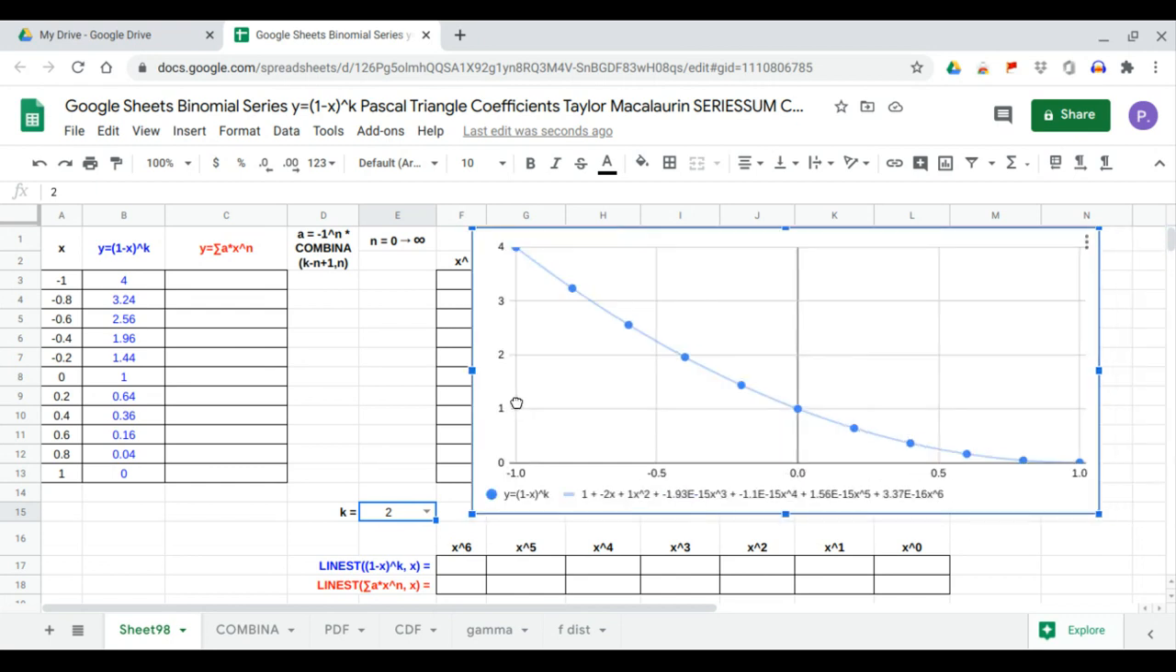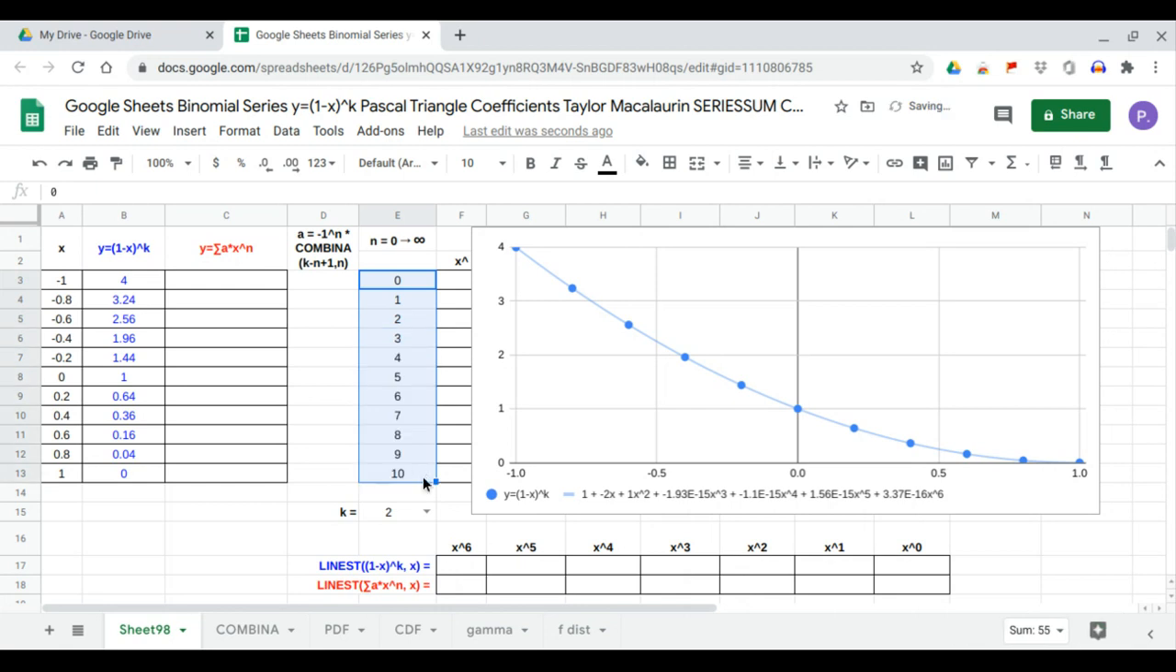Next, we generate the Taylor-Maclaurin series sum, where y is also the summation of a times x to the power n, where the value of n is from 0 to infinity. In this case, we can only reach 10, which is still good enough. So we enter the y using series sum. Array formula, series sum of the x values raised to the power n, where n is from 0 to infinity. So starting with 0, incremented by 1. And the coefficient will be this range.